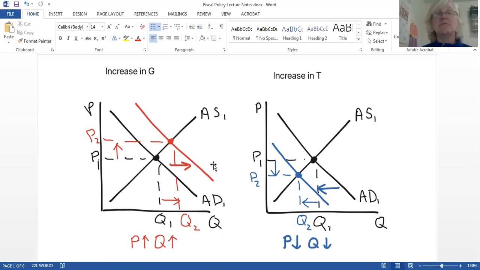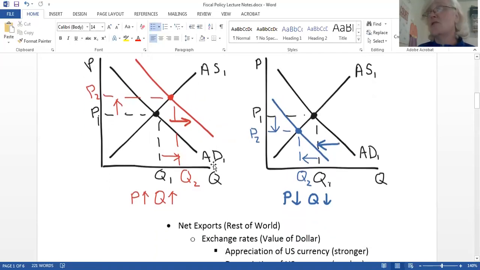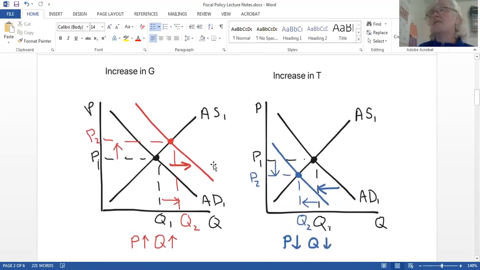Maybe we send out some stimulus checks. That next round of stimulus is going to be hitting the bank accounts pretty soon. And when that happens, people rush out and buy stuff. So when they do, that's going to increase GDP from Q1 to Q2. And that's going to increase our price level from P1 to P2. So you can see, again, demand is pulling up that inflation.